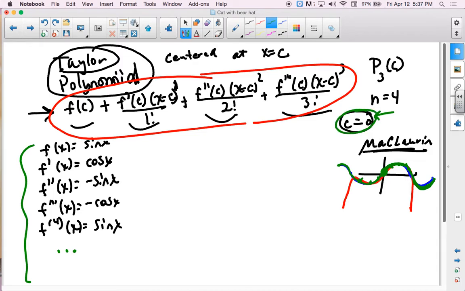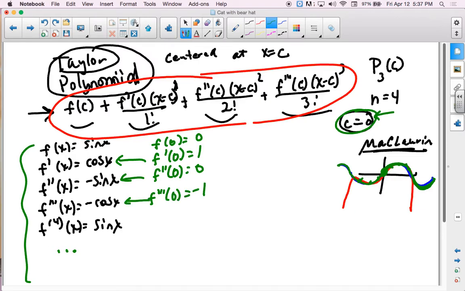We're centering at 0. So f of 0 is sine of 0. F prime of 0 is cosine of 0. F double prime of 0 is 0. F triple prime of 0 is negative 1. And the fourth derivative at 0 is 0. And if I found the fifth derivative, it would be cosine x, which at 0 is 1.